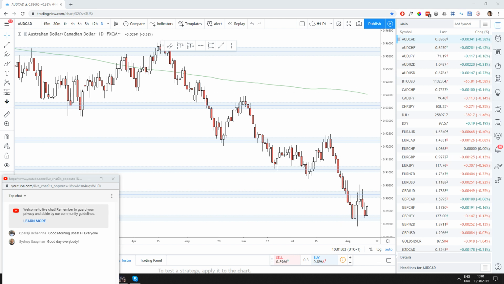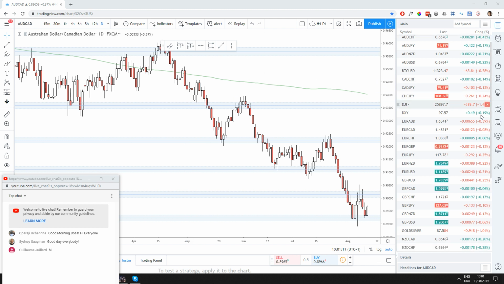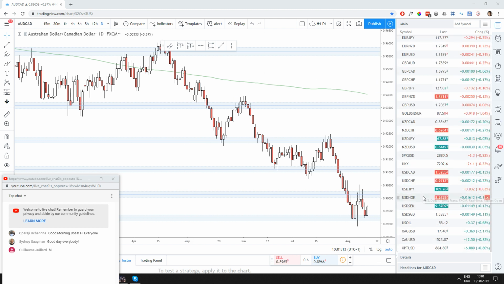Today's analysis, we're going to be looking for price action setups across all these pairs here. And when I say price action setups, I mean reversals, continuations. Also going to be reviewing some of last week's setups.